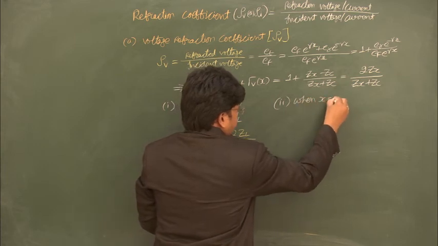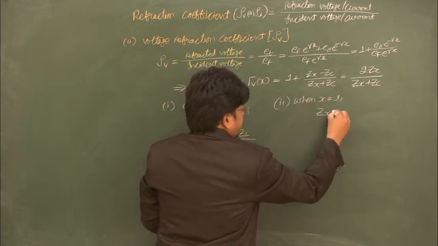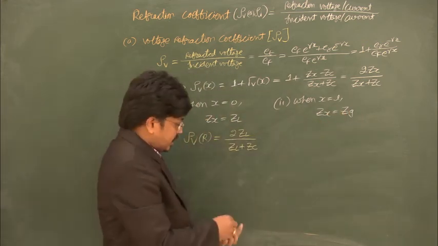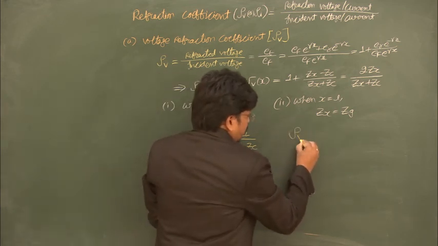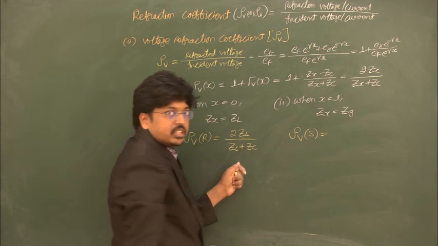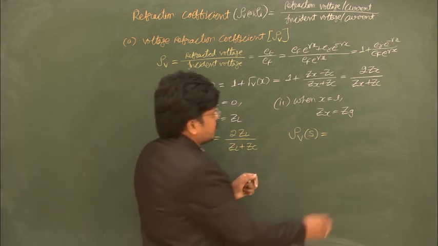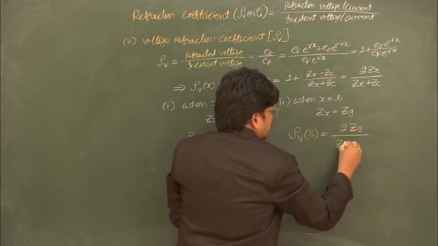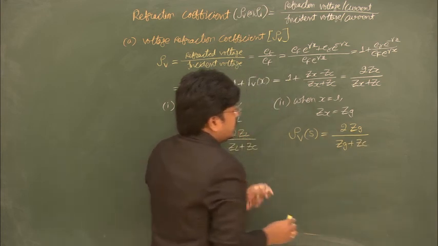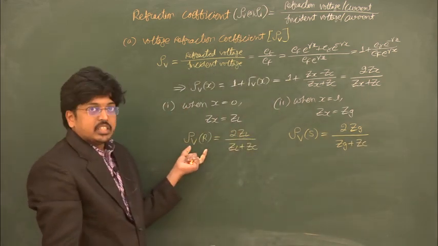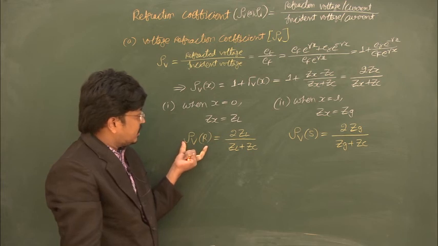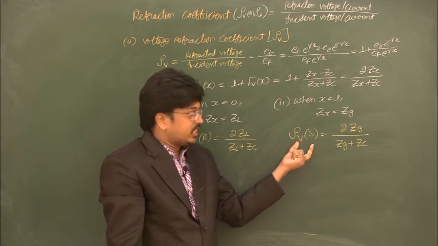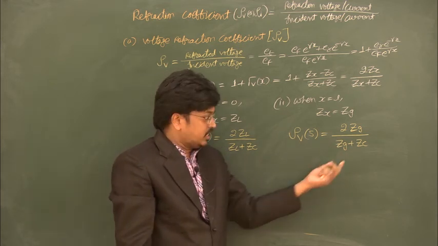Similarly, when x equivalent to L, Zx becomes ZG. Right? So the voltage refraction coefficient at the sending end, substituting Zx equal to ZG, is 2ZG by (ZG plus ZC). So the voltage refraction quotient at the receiving end side is obtained as 2ZL by (ZL plus ZC), whereas the voltage refraction quotient at the sending end is 2ZG by (ZG plus ZC).